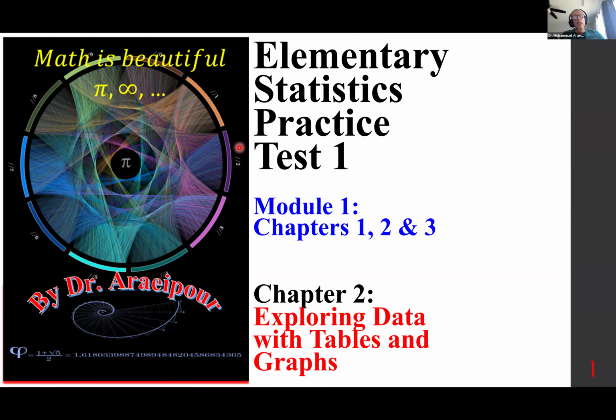Good afternoon, class. And here's elementary statistics practice test number 1, covering module 1, chapters 1, 2, 3. Here's chapter 2, exploring data with tables and graphs.